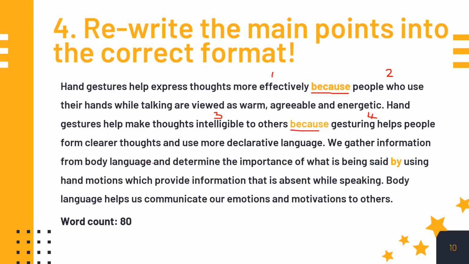We gather information from body language and determine the importance of what is being said by using hand motions which provide information that is absent while speaking. Here we've combined the fifth and the sixth point using by. Body language helps us communicate our emotions and motivations to others. Here is the last main point. Here we have written a fluent paragraph and we've kept to the word count of 90 words. Our word count in this case is 80 words.